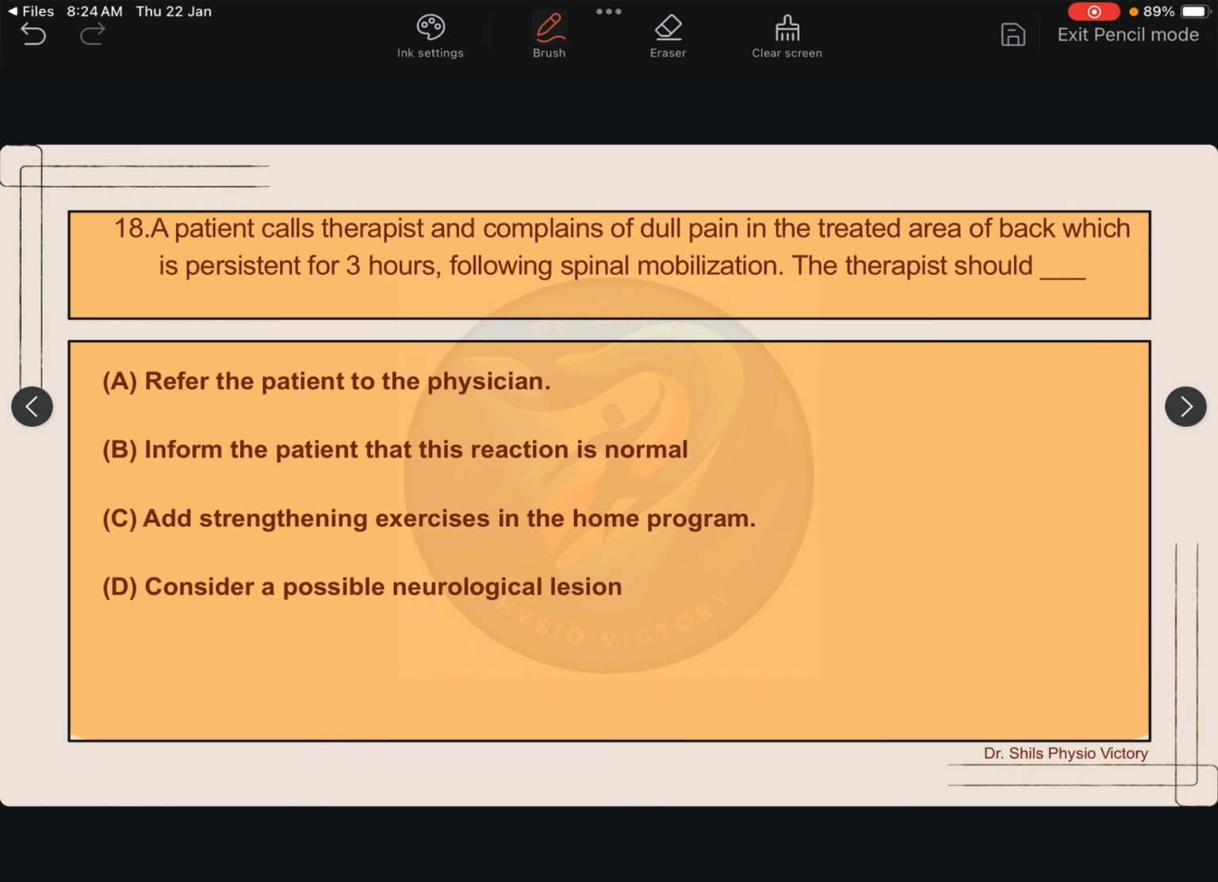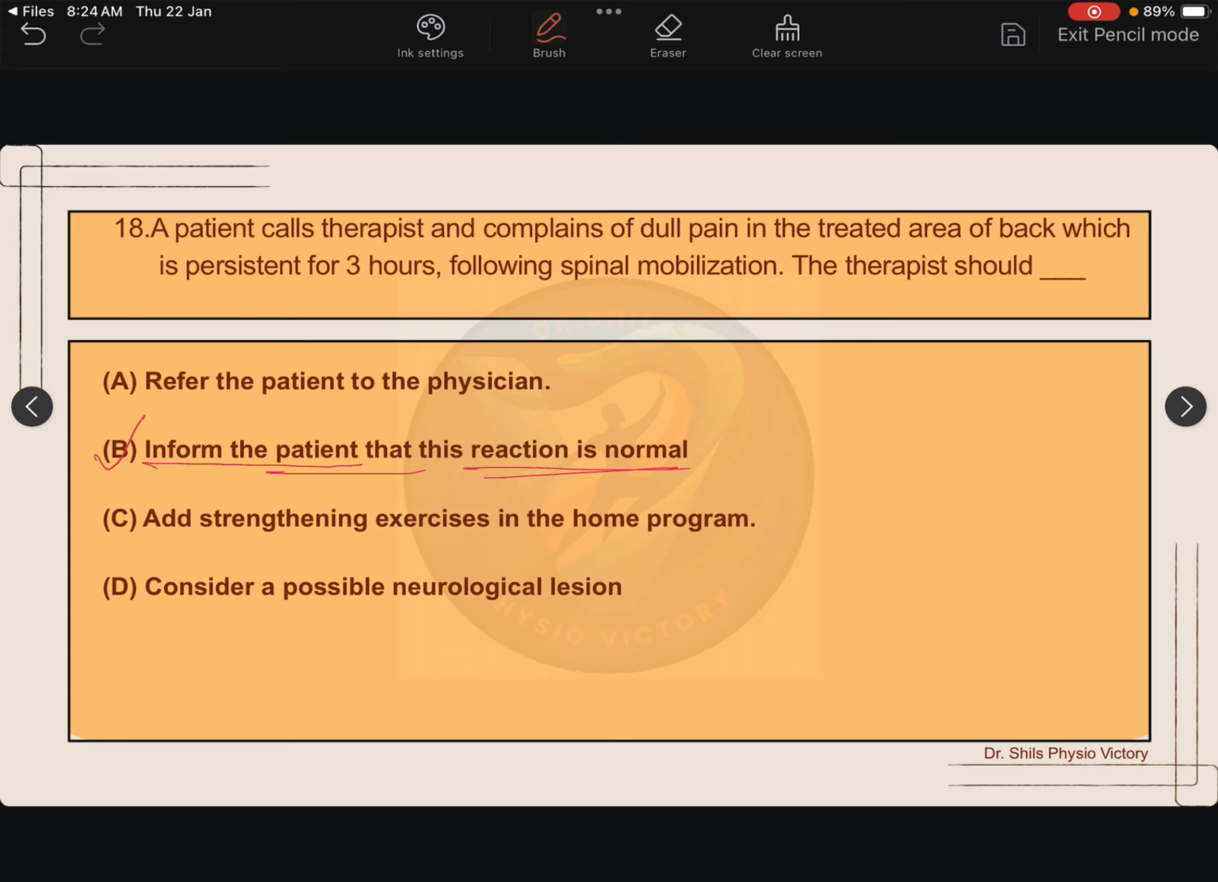A patient calls the therapist and complains of dull pain in the treated area of the back, which is persistent for 3 hours following spinal mobilization. The therapist should: option A, refer the patient to the physician; option B, inform the patient that this reaction is normal; option C, add strengthening exercise in the home program; option D, consider a possible neurological lesion. Here the correct answer is option B, inform the patient that this reaction is normal.